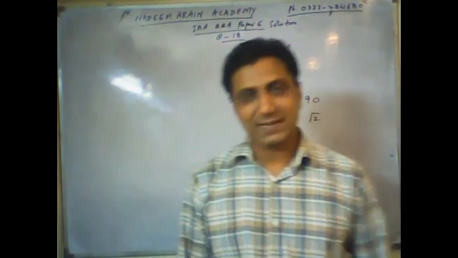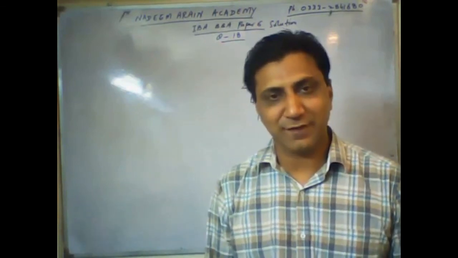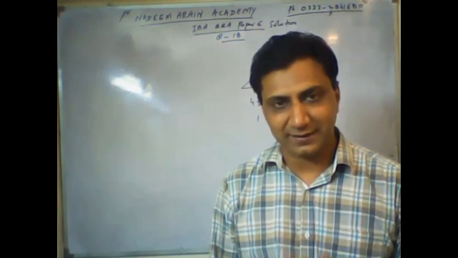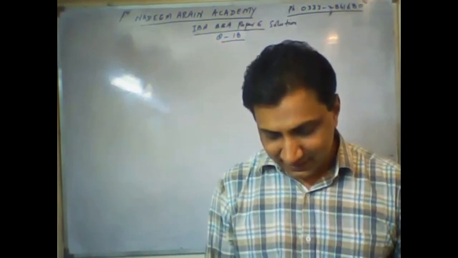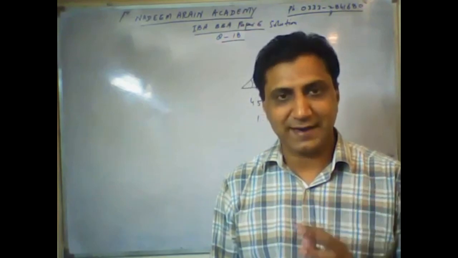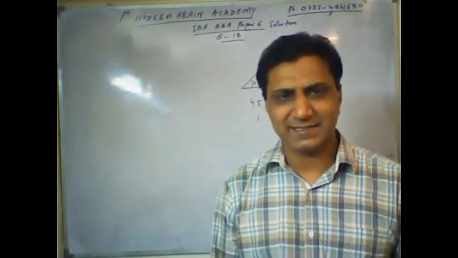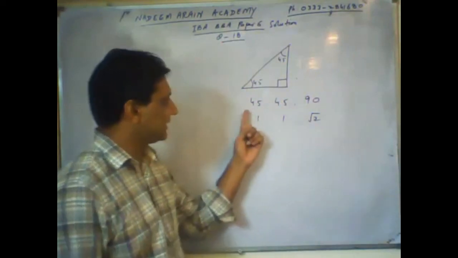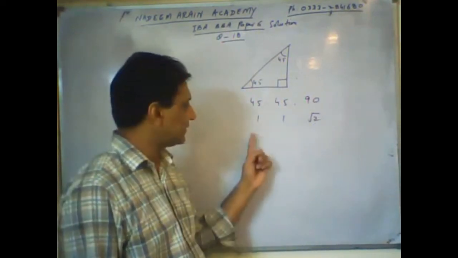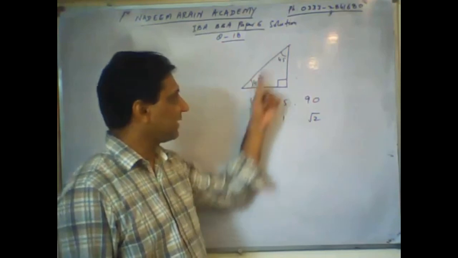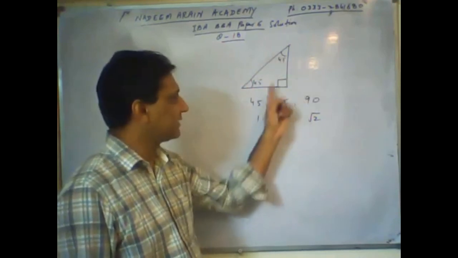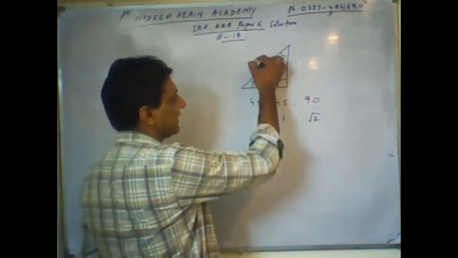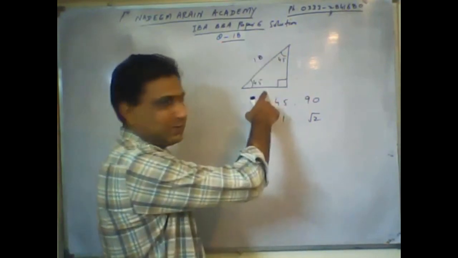IBA past paper 6, question number 18. The question says that the hypotenuse of a 45, 45, 90 triangle is given. Its hypotenuse is given as 18, and you need to find the perpendicular, base, any side, that is, both sides are the same. Because the rule is this: for 45, 45, 90, the ratio is 1, 1, root 2. Both angles are 45, so both these sides, base or perpendicular, are the same. And this is the hypotenuse.